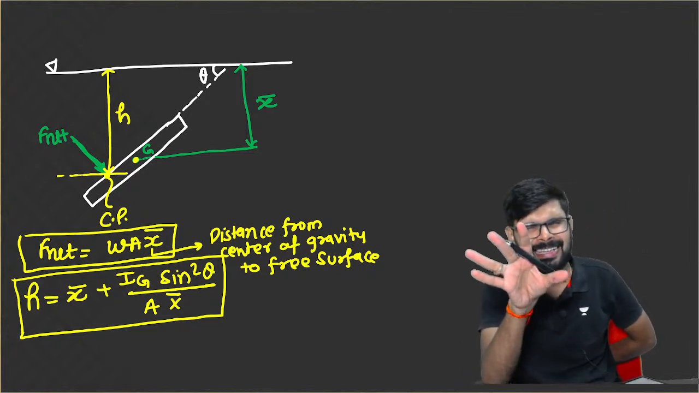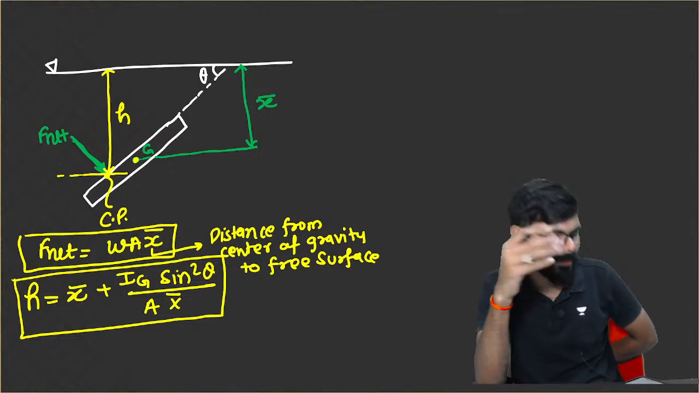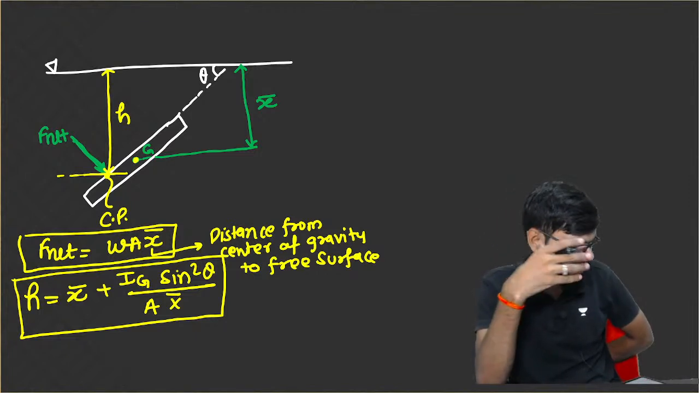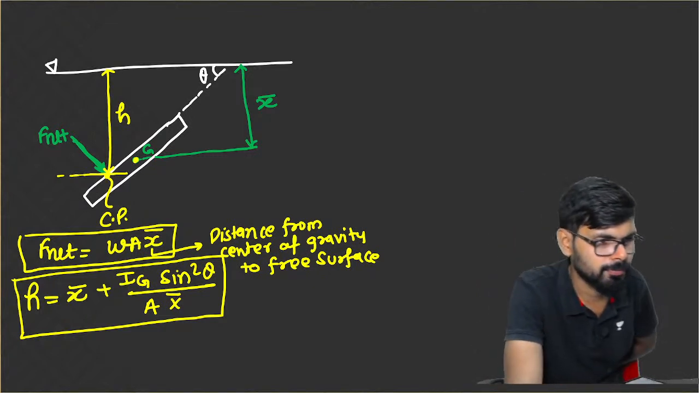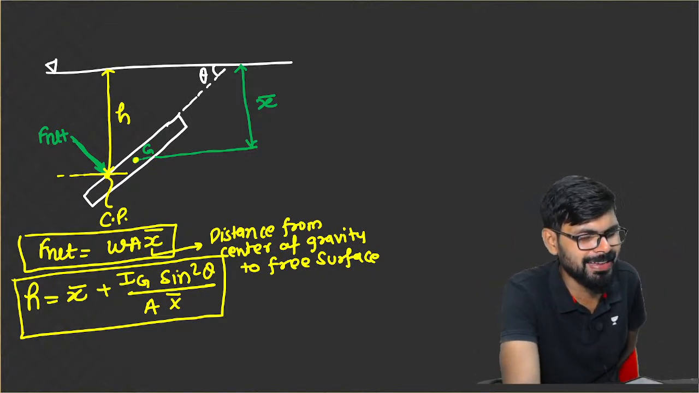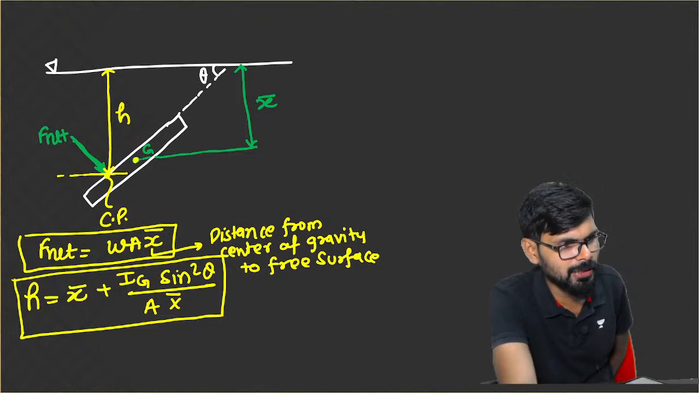Arre wo Ig kaise nikalte? Main standard values I'll tell you, beta. Standard value I'll tell you. Wait. Don't worry, standard values I'll tell you. Standard value of Ig, x bar, sin, area, standard values I'll tell you.